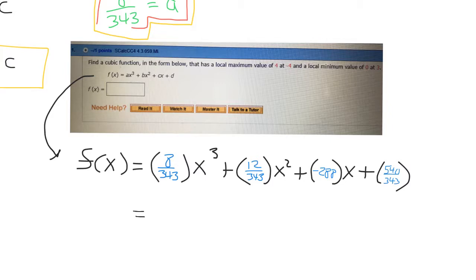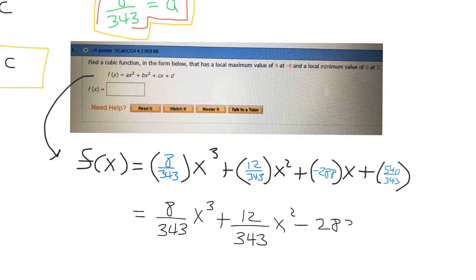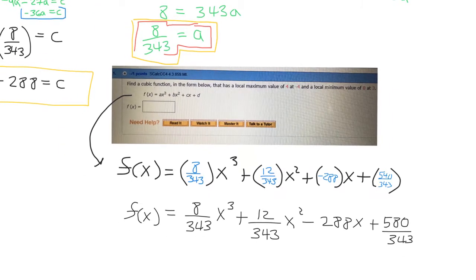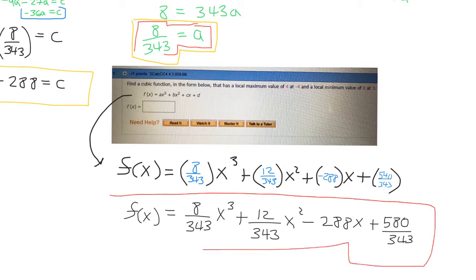All right. So this ends up becoming that fraction coefficient plus that fraction coefficient. We'll just say minus 288x plus this fractional constant. Okay, so this is all under the assumption that I didn't make any careless mistakes when it came to combining like terms and so on, but at the end of the day, this is the answer, assuming no careless mistakes.